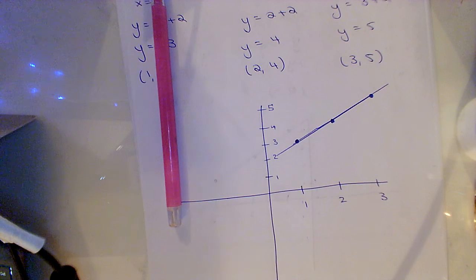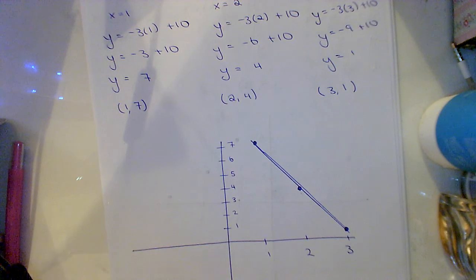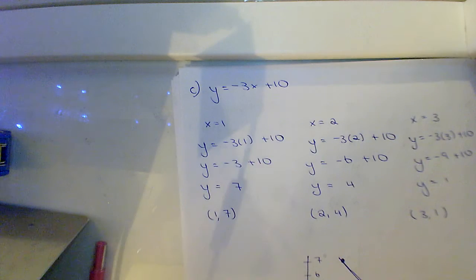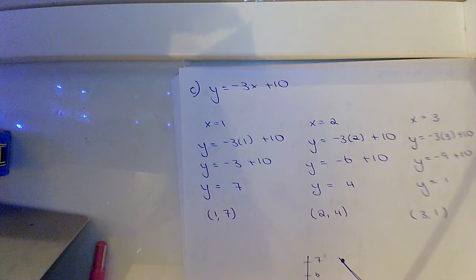Okay, then part C, I have y is equal to minus 3x plus 10, and I need to find 3 points. So I have x is equal to 1, x equals 2, x equals 3. So I'll have y is equal to minus 3 bracket 1 plus 10, y is equal to 7, so that coordinate is 1, 7. Then I have x is equal to 2, and I sub that in. So I have minus 3 bracket 2 plus 10, and I get y is equal to 4, so that coordinate is 2, 4.